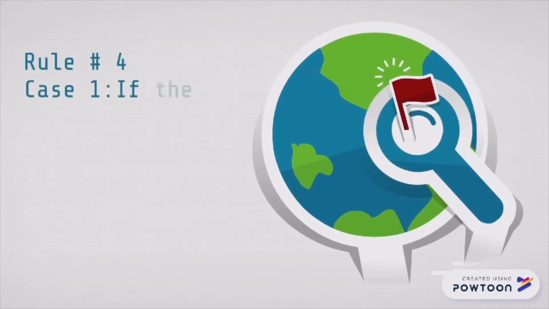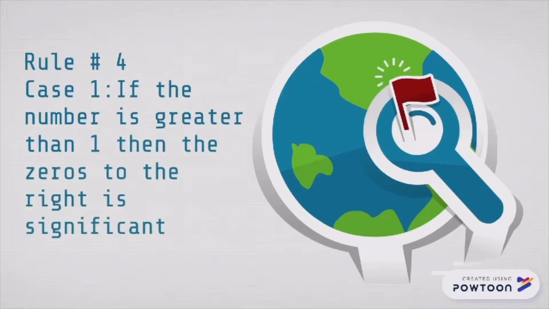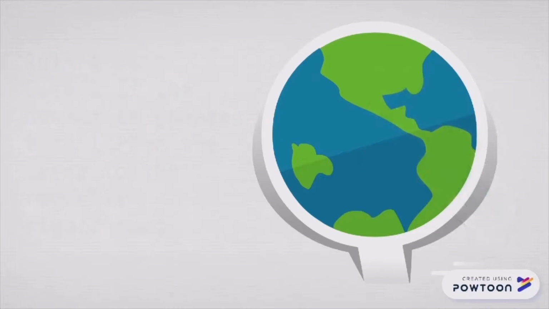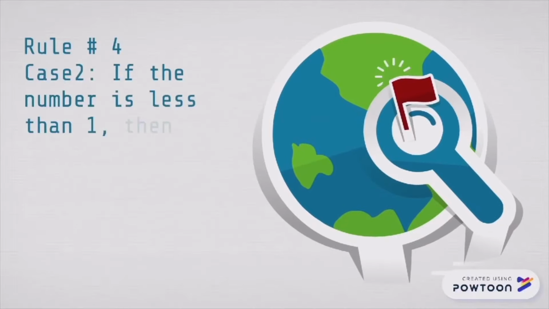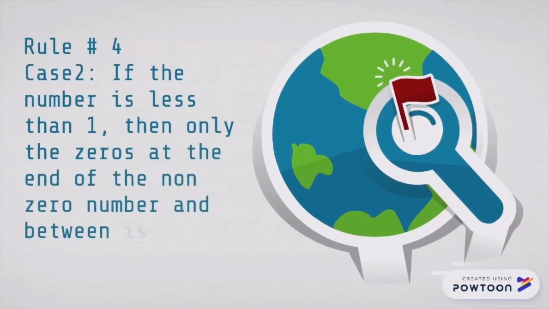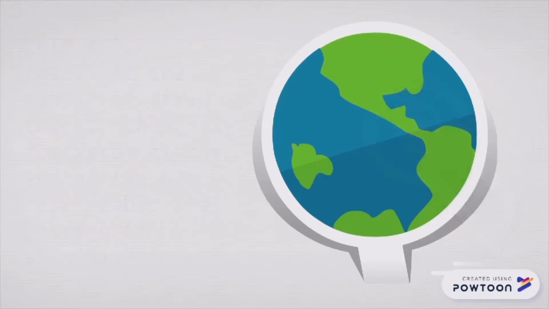Rule number 4, case 1. If the number is greater than 1, then the zeros to the right are significant. Rule number 4, case 2. If the number is less than 1, then only the zeros at the end of the non-zero number and between are significant.